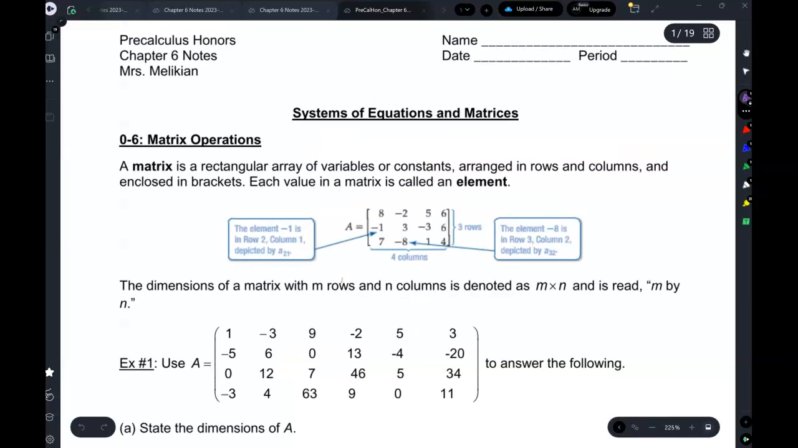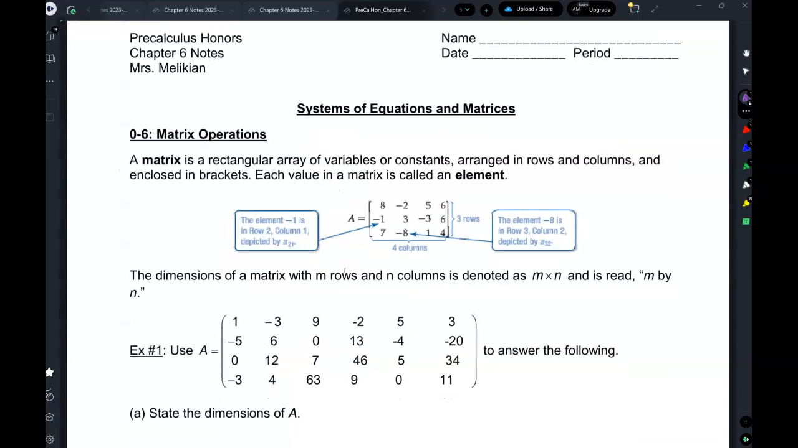So let's start with 0.6. As I mentioned, this is the chapter before chapter 1. This is the chapter 06 lesson. In this chapter, we're going to be talking about matrices, singular matrix.